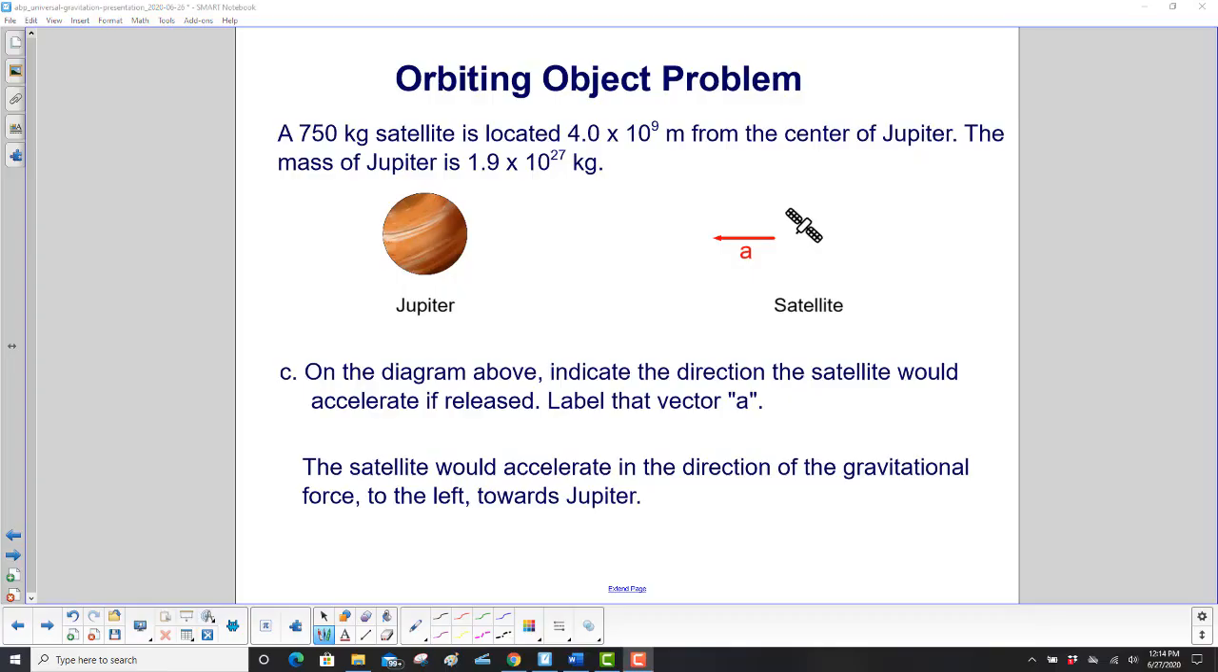Part C. Label the direction the satellite would accelerate if it was just put there with no tangential velocity or any kind of velocity at all. Well, the force is in this direction, so the acceleration will be in this direction. So eventually the satellite would just smack into Jupiter because it has no other velocity. Okay, so it would just be attracted and hit Jupiter.